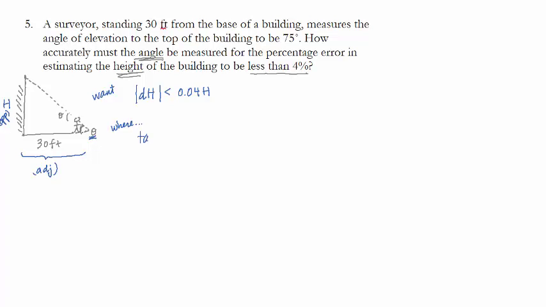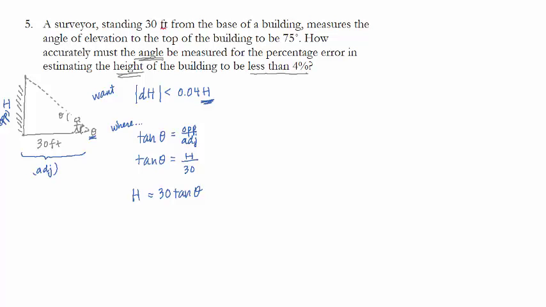Let's use the tangent. The tangent of theta is the opposite over the adjacent. In terms of this variable, the opposite side was h, so the tangent of theta is h, the height of the building, divided by the 30 feet, how far he was from the building. So we can solve that for h. h is 30 times the tangent of theta. Now we have an equation for height, h.